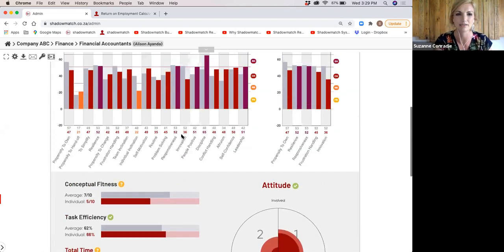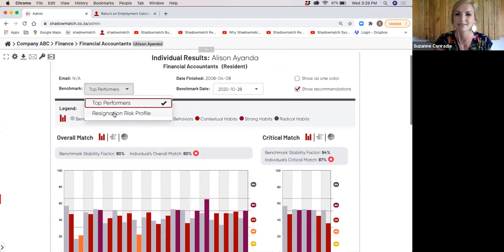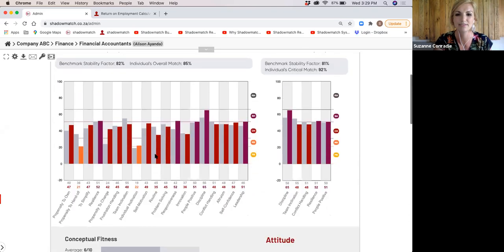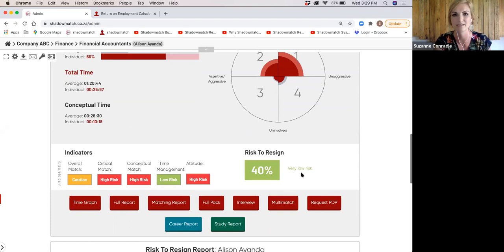Let's just quickly go and check that risk to resign just to make sure. If you go here, remember, I simply select my other benchmark. And now we can see, okay, Alison compared to this benchmark, low risk to resign. So this is a good scenario where you say there's a high match for this individual to our top performing benchmark, and there's a low risk for her to resign. So it looks like a sustainable fit for this individual.